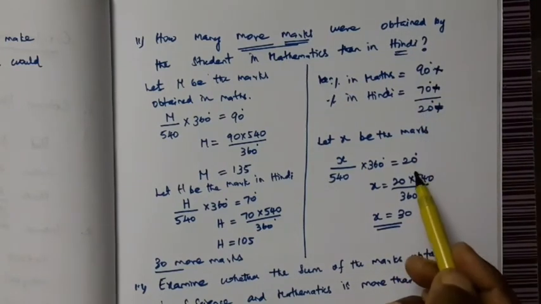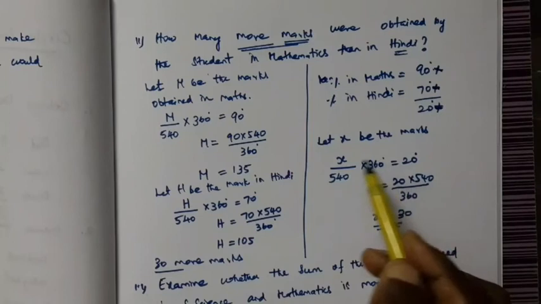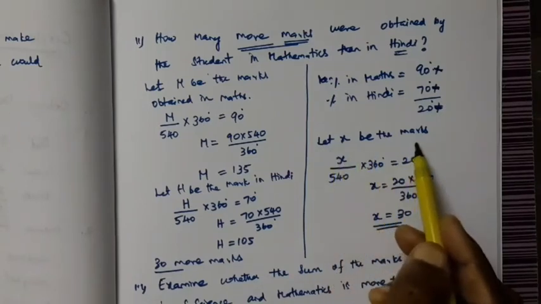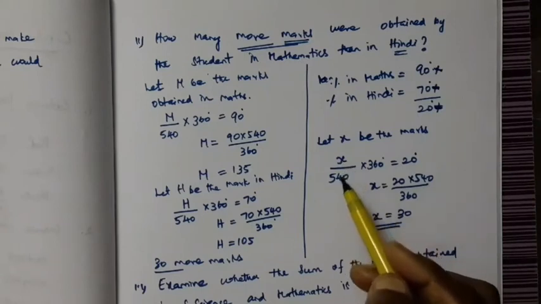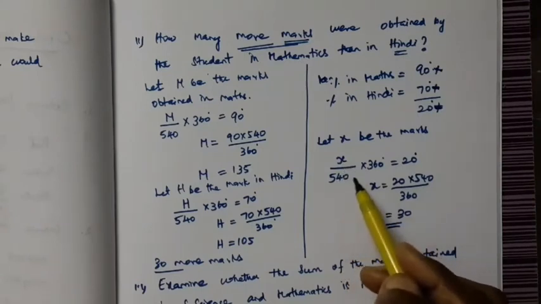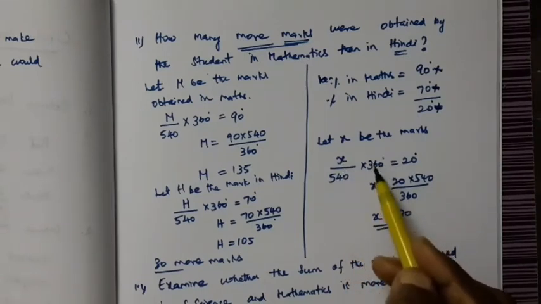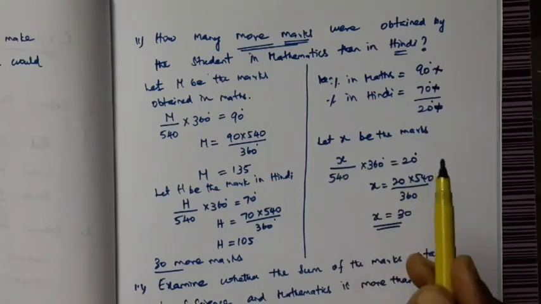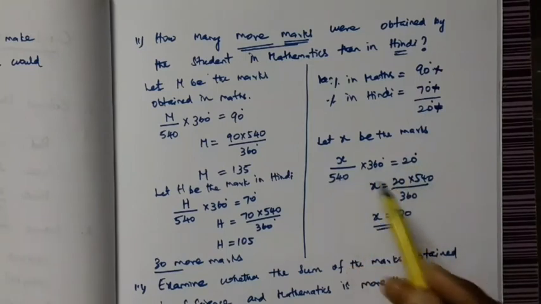Once you know this 20 degrees, you should know how to convert that into marks. So take a variable, let X be the marks. X is the total marks, 540, multiplied by 20 divided by 360. So this is how we can convert. The angle is converted into marks, which is 30.